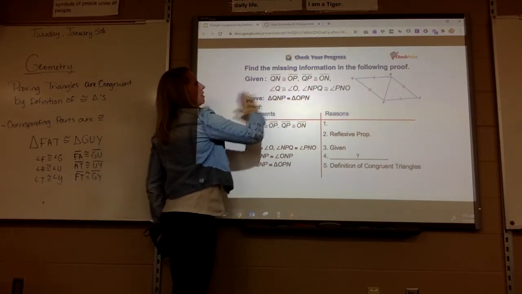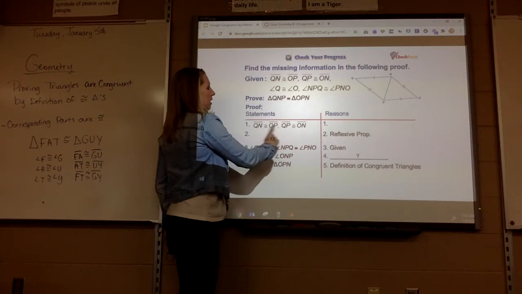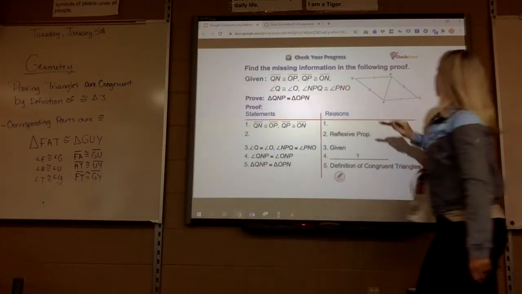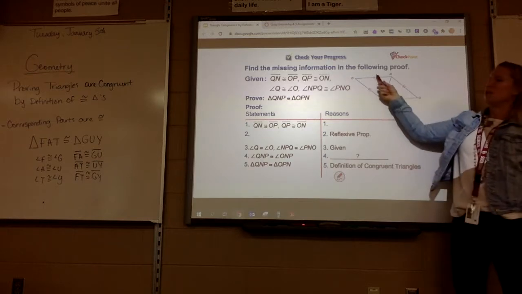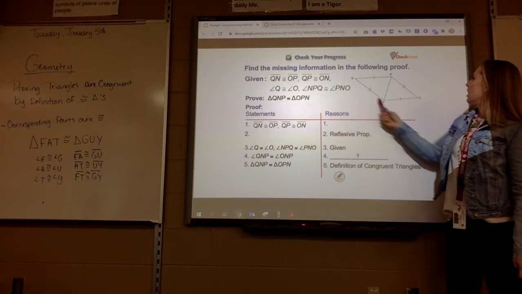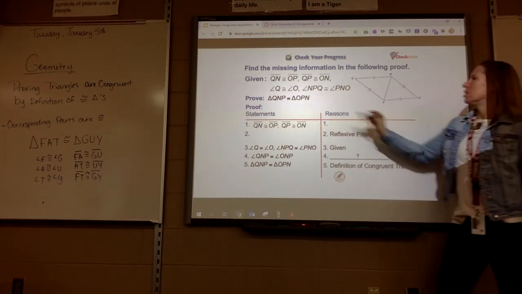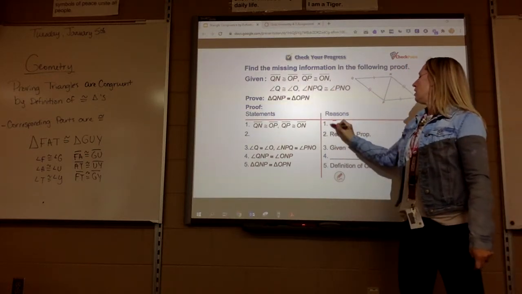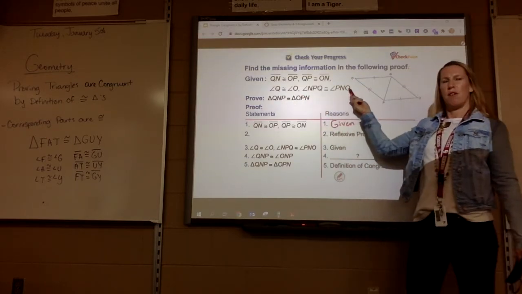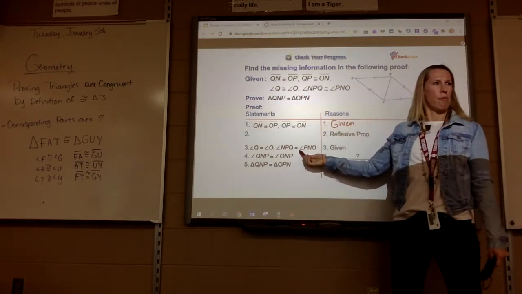So I have some givens, and I'm just going to start with my sides. So I've got QN congruent to OP. Notice they're marked with the slashy marks. You guys remember that? And then QP and ON are congruent. So notice that's up here with the given. Do you see how there's more given here? But that's down here in line 3.